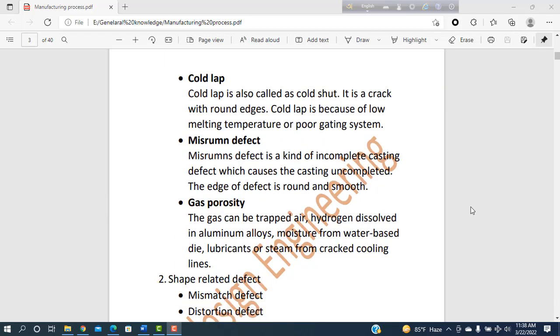Cold lap. Cold lap is also called cold shot. It is a crack with a round edge. Cold lap is because of low melting temperature or a poor gating system. Misrun defect. Misrun defect is a kind of incomplete casting defect which leaves the casting uncompleted. The edge of the defect is round and smooth. Gas porosity. The gas can be trapped air, hydrogen dissolved in aluminum alloys, moisture from water-based dye, lubricants, or steam from a cracked cooling line.